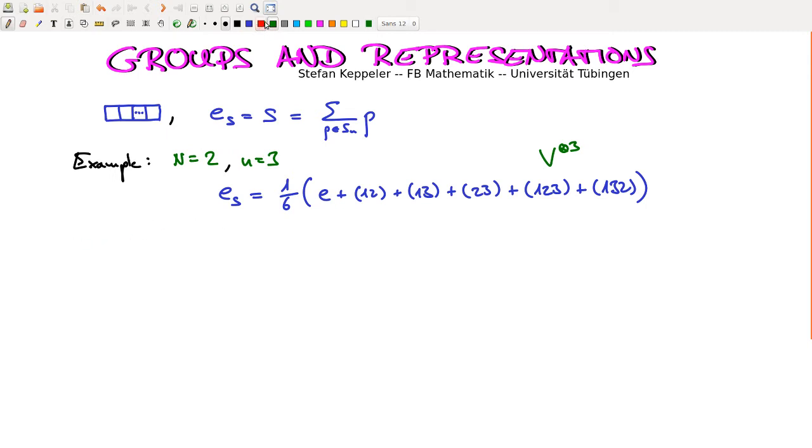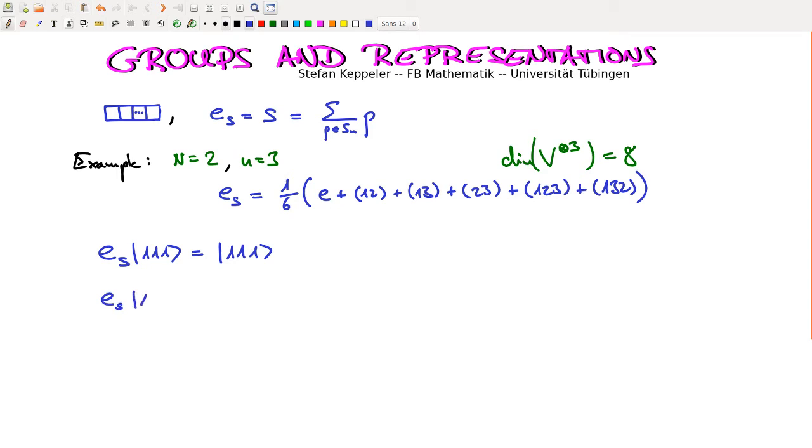Okay, let's start with, say, ES applied to 1, 1, 1. So V was 2-dimensional, that is the threefold tensor product is 8-dimensional, and we choose a product basis again. So for each of these numbers here, we have the choice of 1 or 2. Now this one here is invariant. No matter how we permute the 3 numbers, we always get back 1, 1, 1, and we get this 6 times and divide by 6.